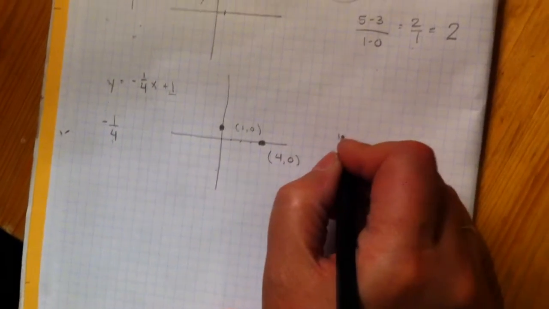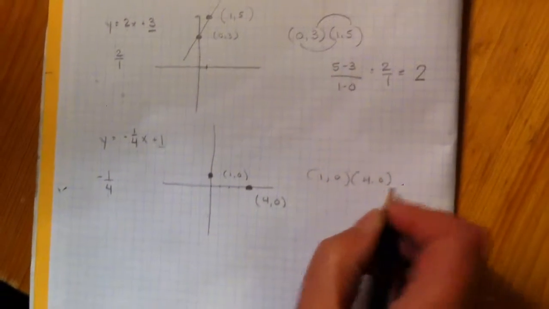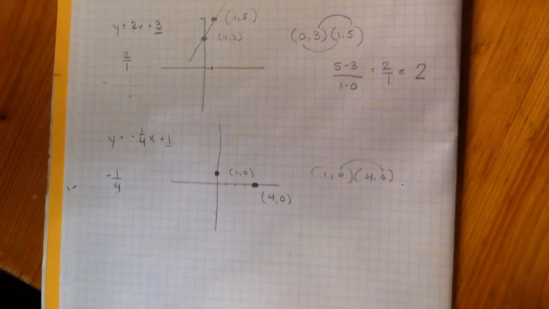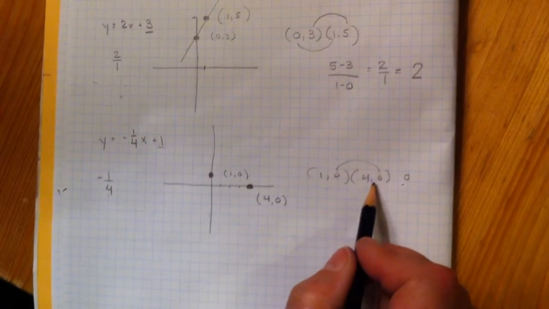So we can check our slope, (1, 0), (4, 0), and we've got 0, oopsie, I've done something wrong here. Pause it.